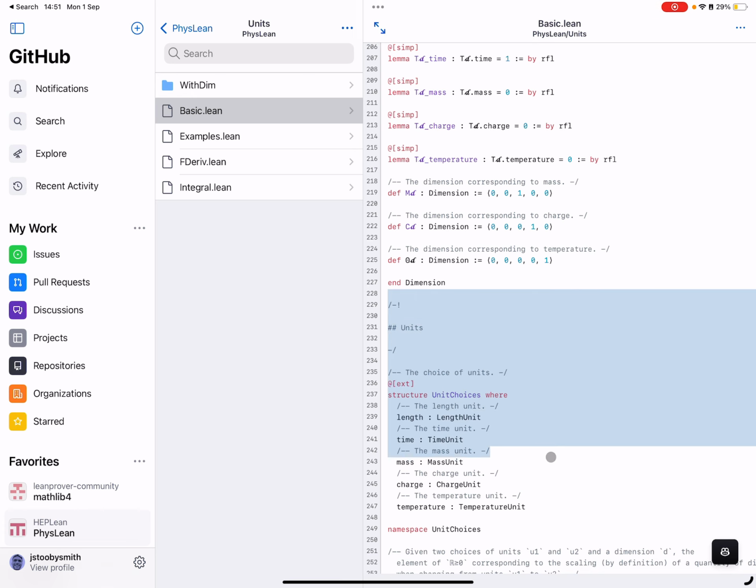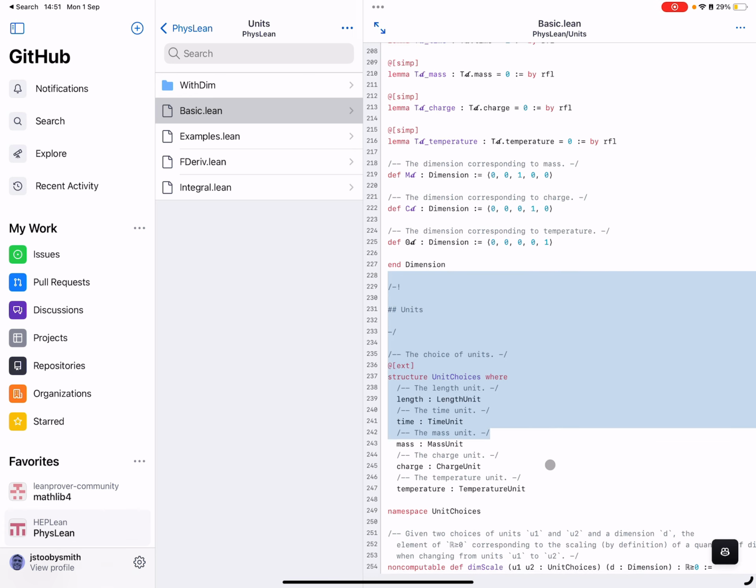So let me go down to now unit choice. So the approach that we're taking in PhysLean is that units and dimensions are going to be connected to the actual choices that they correspond to in physics. And I should say that the implementation of units here may change in the future, and dimensions may change in the future. I'm just giving you an overview of what is currently in PhysLean, so you'll have an understanding of what's currently there.